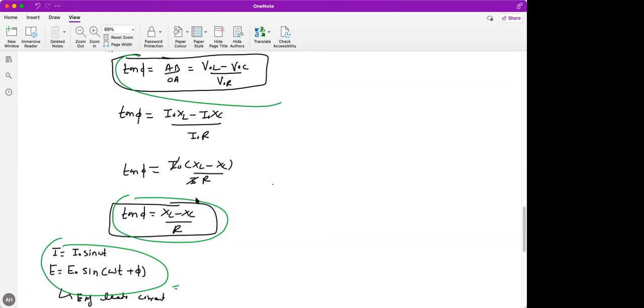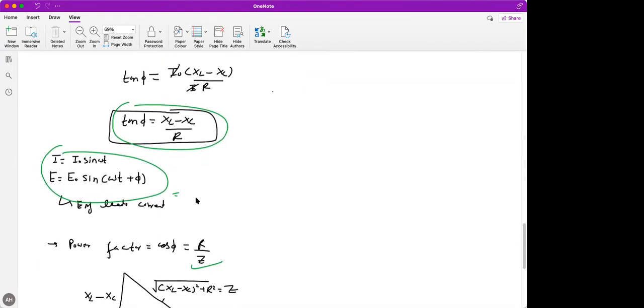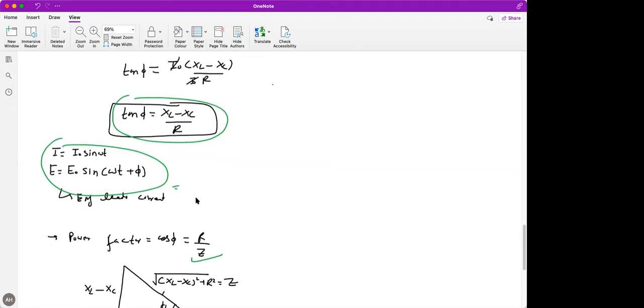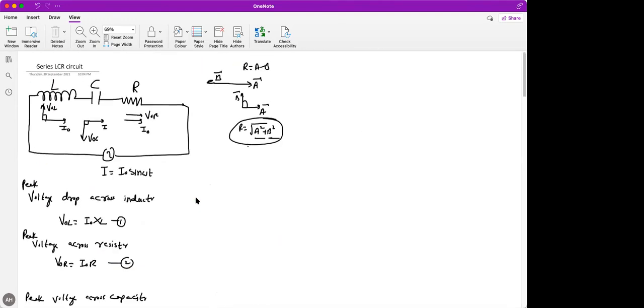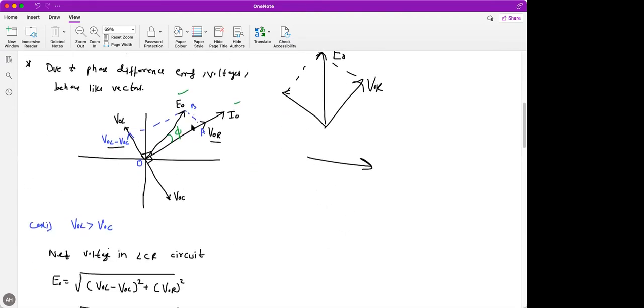So how did you get the value for phi? From the triangle. Like in this triangle, tan phi is perpendicular upon base, right? It's a right angle triangle. Yes, sir. So tan phi is perpendicular upon base. Perpendicular is this side, which is V0L minus V0C, and base is V0R. This AB is equal to V0L minus V0C.